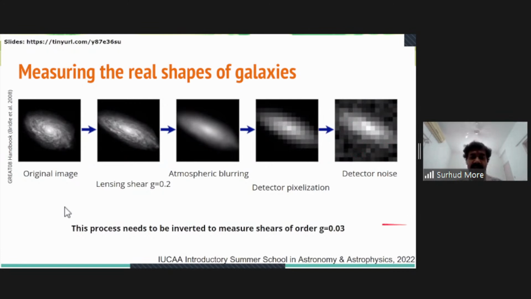Okay? This is the process in which nature does things. What we have to do is reverse engineer, which is take this image which has all these components and then figure out what the lensing shear is. So it's complicated.